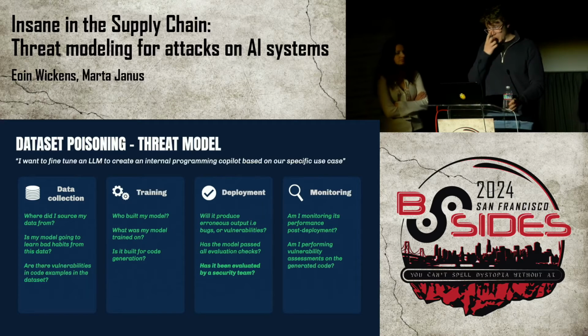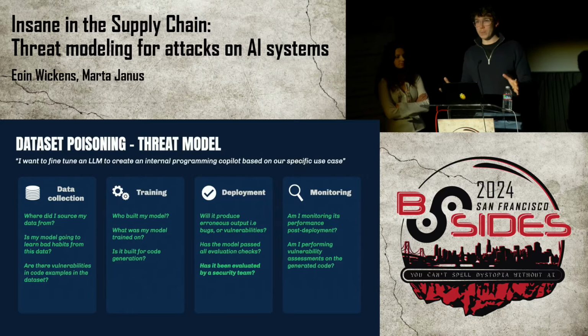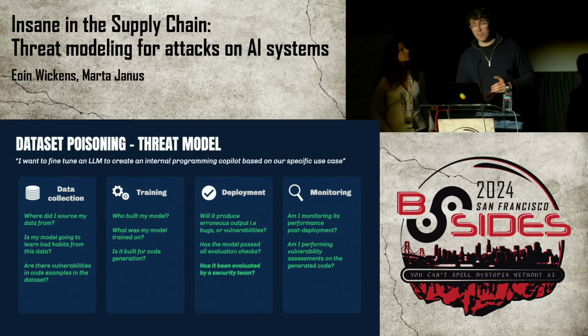When we consider training a model, who built the model that I want to fine-tune? What was it trained on in the first place? And was it even built for code generation to be a production-ready system? Within deployment, we need to be looking at things like, will it produce erroneous output? So will it produce vulnerabilities? Has the model passed all possible evaluation checks? And has it been evaluated by a security team?